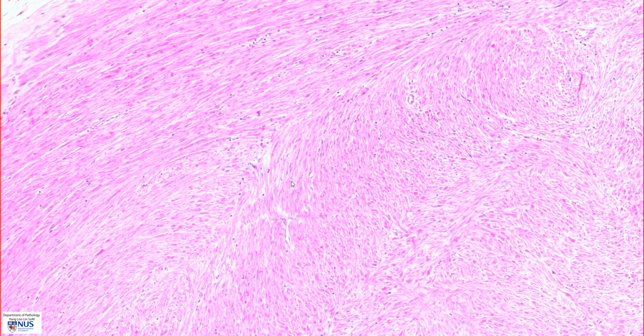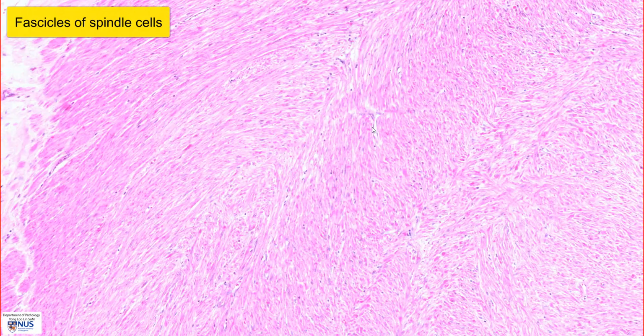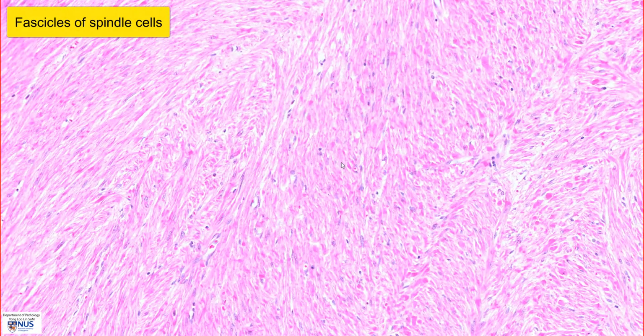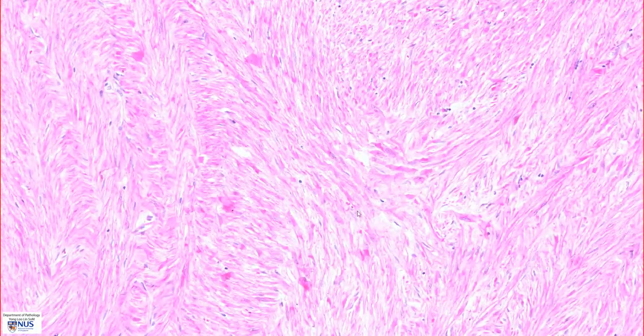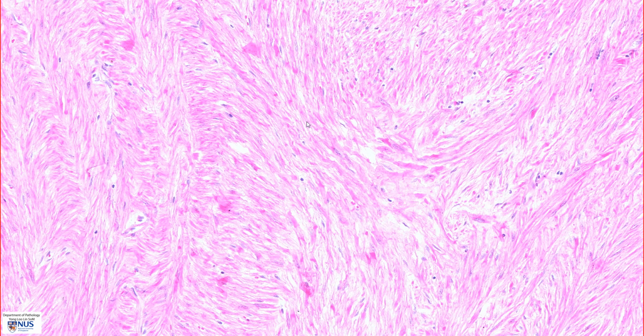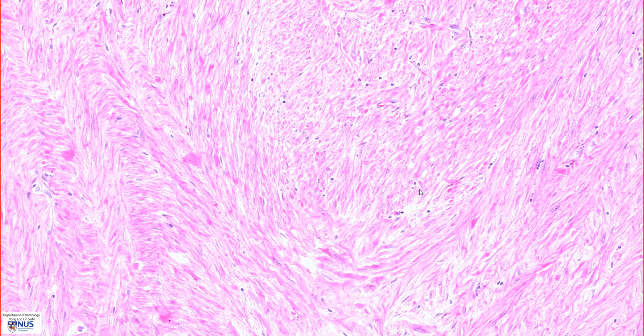Zooming in, we can see that this tumor is composed of these parallel fascicles or bundles of spindle cells. The cells have abundant eosinophilic cytoplasm. The nuclei are slender and elongated, and they are relatively bland. We don't see marked nuclear pleomorphism. Looking around, we also don't see evidence of necrosis. And if we do a careful mitotic count, we should not encounter mitotic figures.